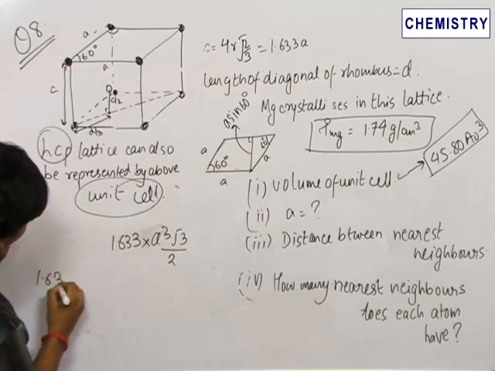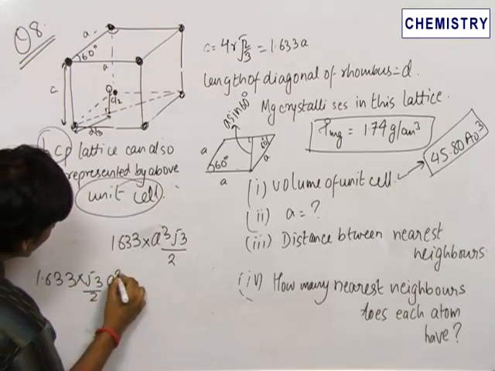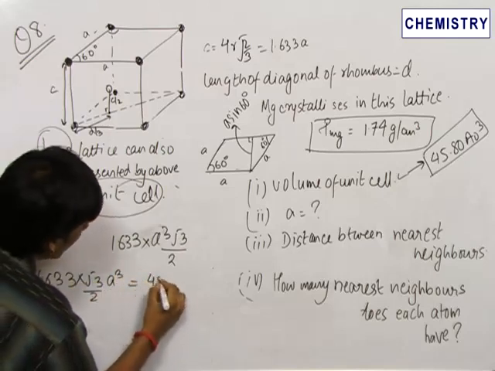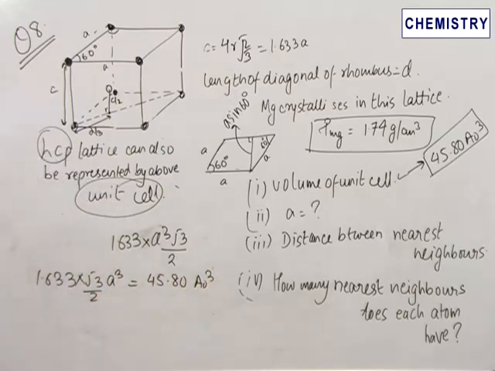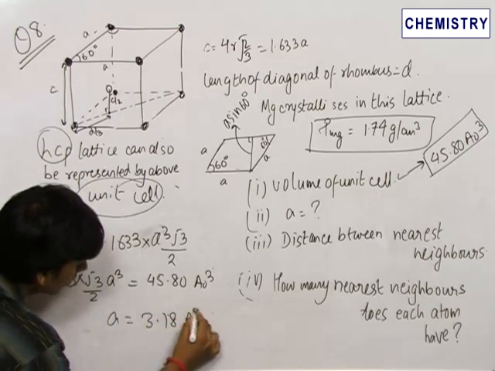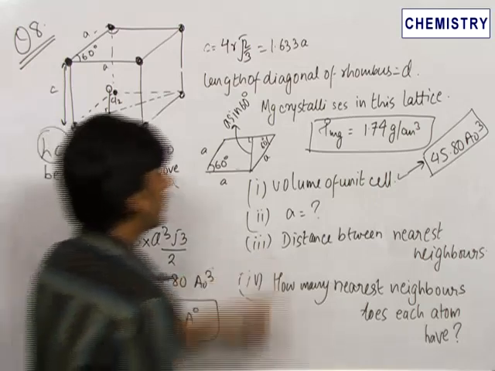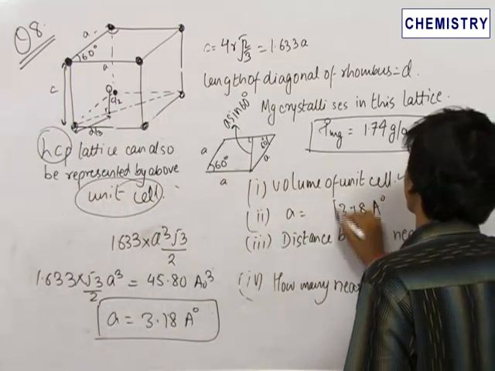Therefore, we get 1.633 into root 3 by 2 A cube is equal to 45.80 angstrom cube. On solving this, the value of A comes out to be equal to 3.18 angstrom. So our answer for A comes out to be equal to 3.18 angstrom.